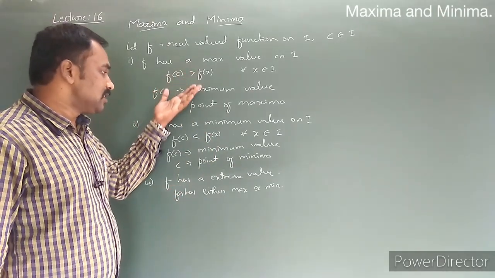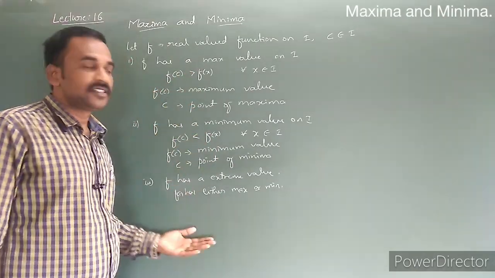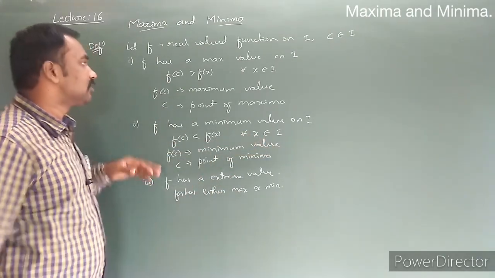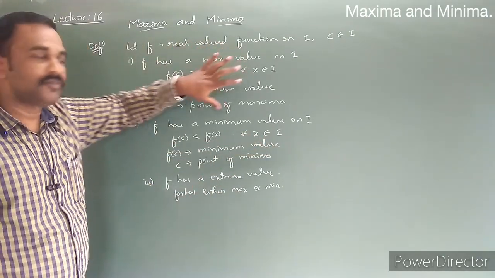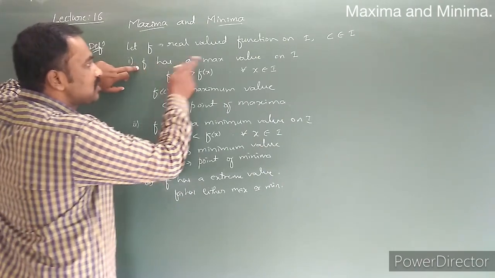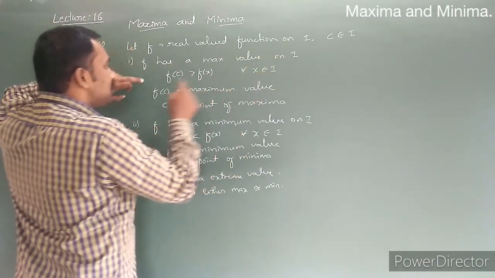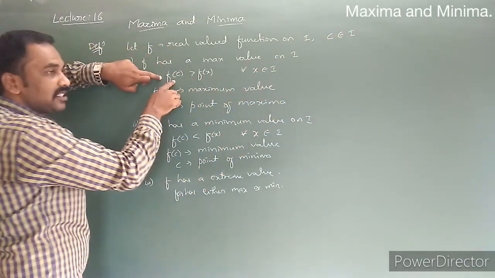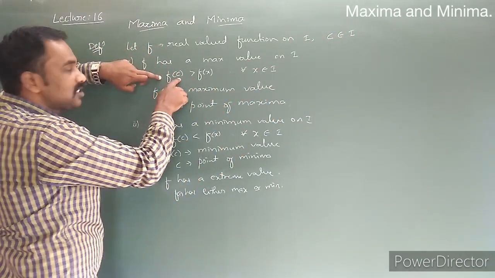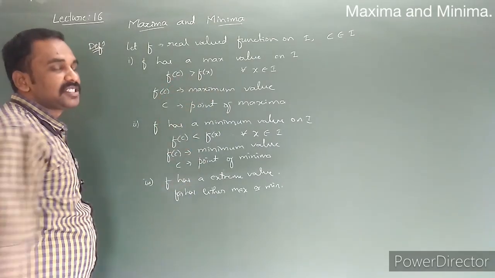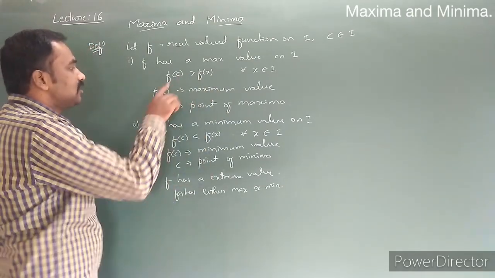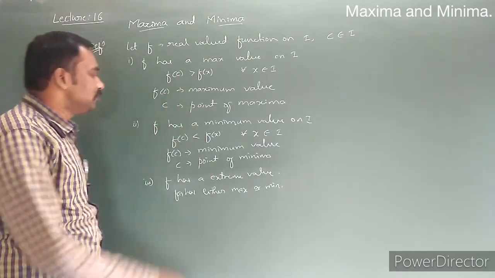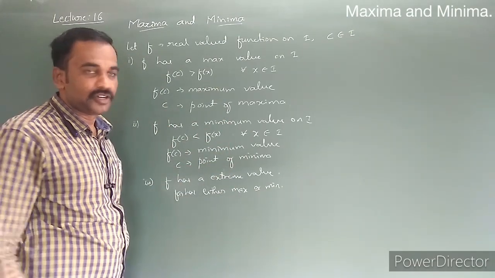Anyway, let's see these three points geometrically. We can restate the definition: f has a maximum value on I if there exists a point c belonging to I such that f of c is greater than f of x. Then f of c is said to be a maximum value, and c is said to be a point of maxima.